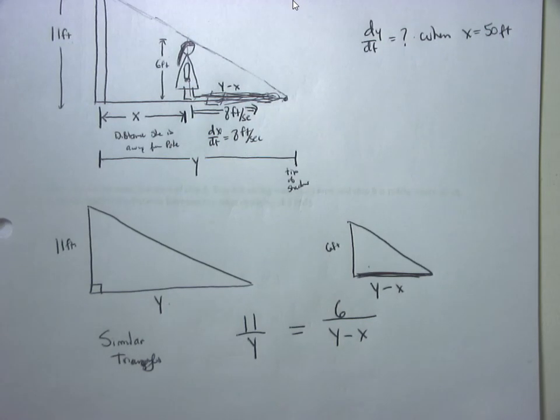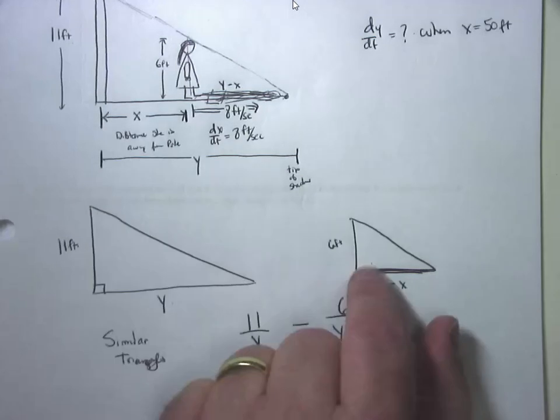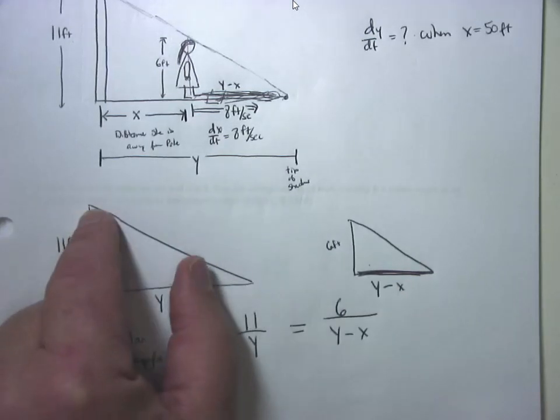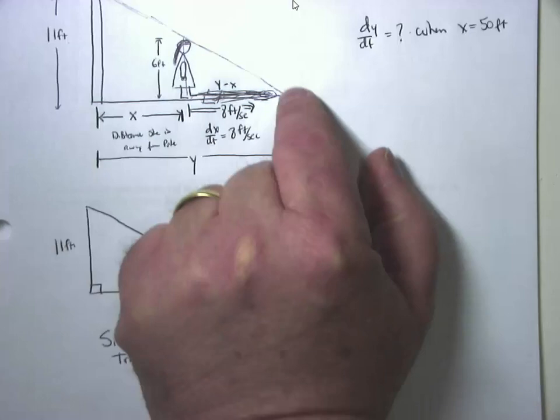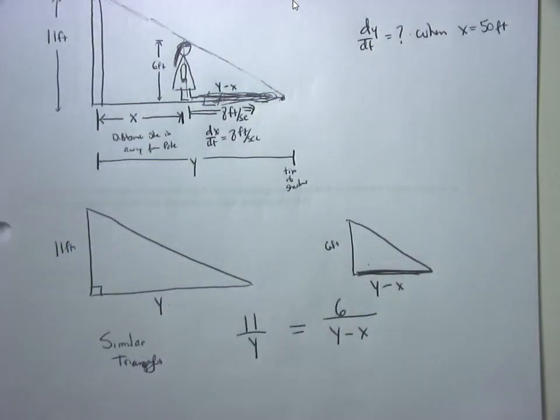Does that make sense? The ratio of sides of similar triangles are equal. The opposite is to the adjacent as the opposite is to the adjacent. They're similar triangles because with these 2 triangles, the angles are all the same. This is the right angle in the corner. This angle on the top is the same. This shadow angle here and this angle here is the same. So there you go. Similar triangles. But now, you got your equation.